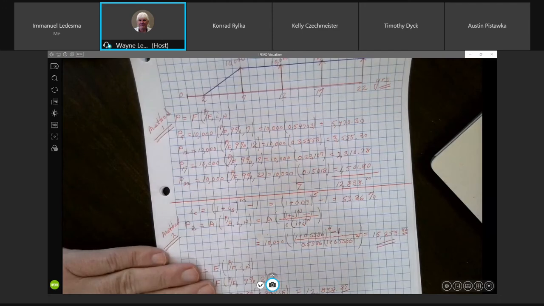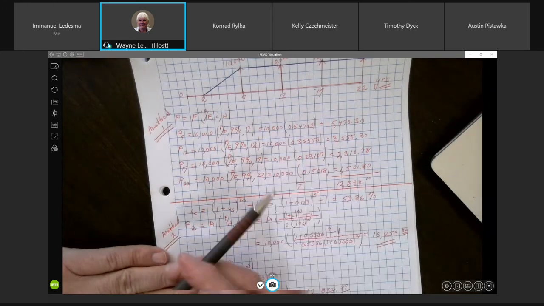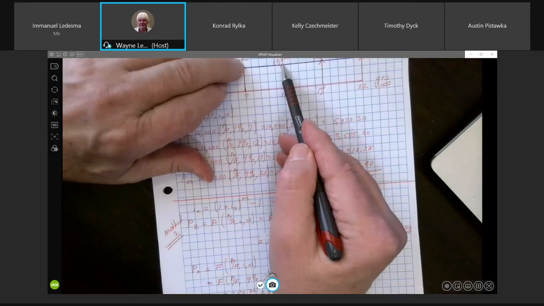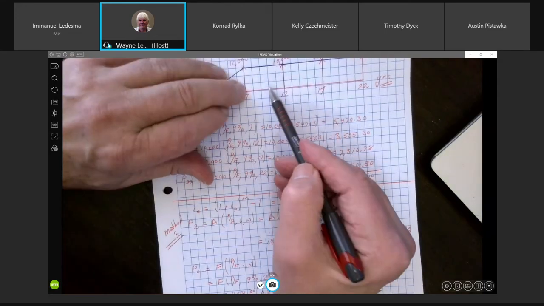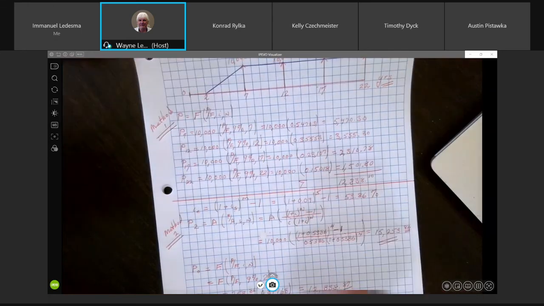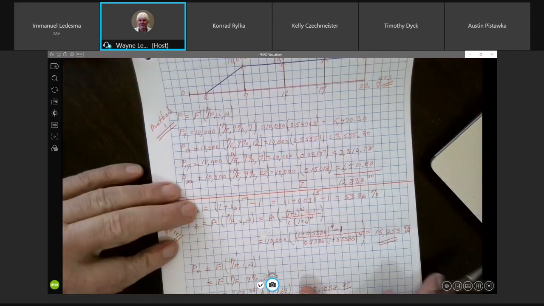Remember, the secret to maneuvering money is to factor in interest. So some people have in the past said, well, if this is $10,000 over 5 years, it must be $2,000 over every year. Wrong. Don't do that. You have to factor in interest.